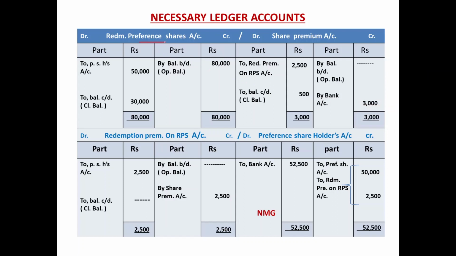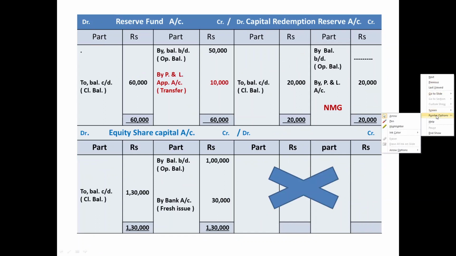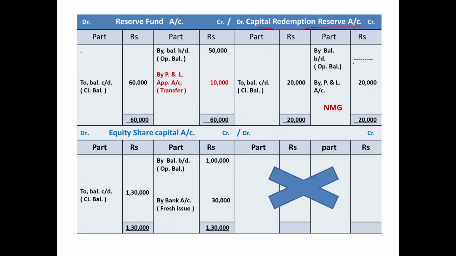We pass the first journal entry. Preference share capital account debited rupees 50,000. Redemption premium on RPS account debited rupees 2,500, to preference shareholders account credited rupees 52,500. Opposite amount and opposite narration: to preference share capital account 50,000, to redemption premium on RPS account 2,500, total 52,500. Then we pass the second journal entry. Profit and loss account debited to CRR, that is capital redemption reserve account, credited rupees 20,000. Opposite narration, profit and loss.